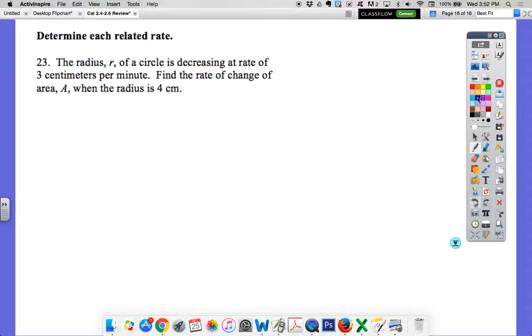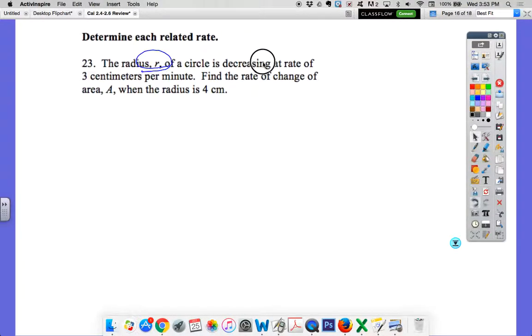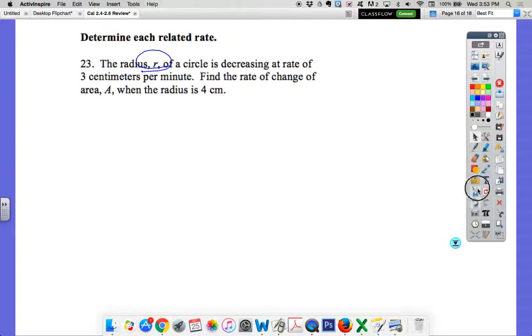Okay, we're moving into related rates. You do have to read your problem and know which formula you need. The radius r of a circle is decreasing at a rate of 3 centimeters per minute. Here, hold up just a second because it's not showing up on my board. I can't see it. There we go. So let's try this again. There we go. 3 centimeters per minute. Find the rate of change of area when the radius is 4 centimeters.